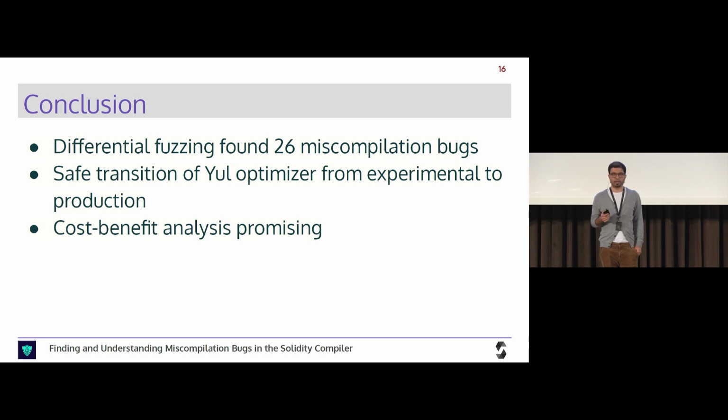So we found a total of 26 miscompilation bugs. They sound serious, they're definitely serious, but again, they've been found early, which has helped soften the impact of these bugs. We've been able to safely transition the Yul optimizer from experimental to production thanks to these efforts. And the cost-benefit analysis seems promising. We rented a cluster, which cost about $15,000. And on average, if you count the number of bugs that had a severity rating, it would roughly amount to $1,000 per bug, which is quite cost-effective.